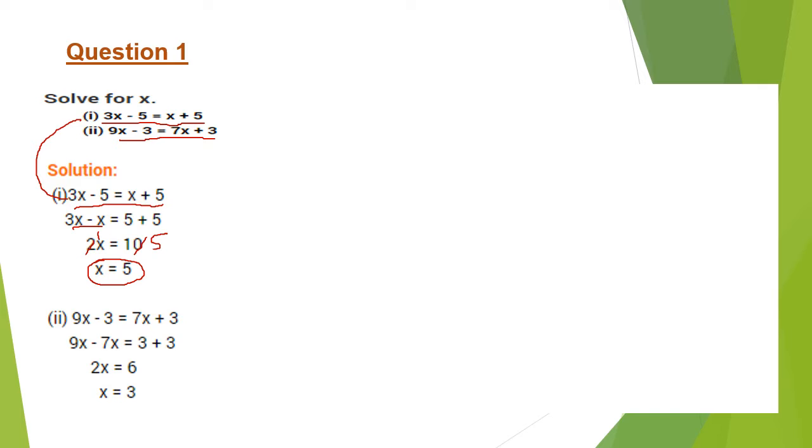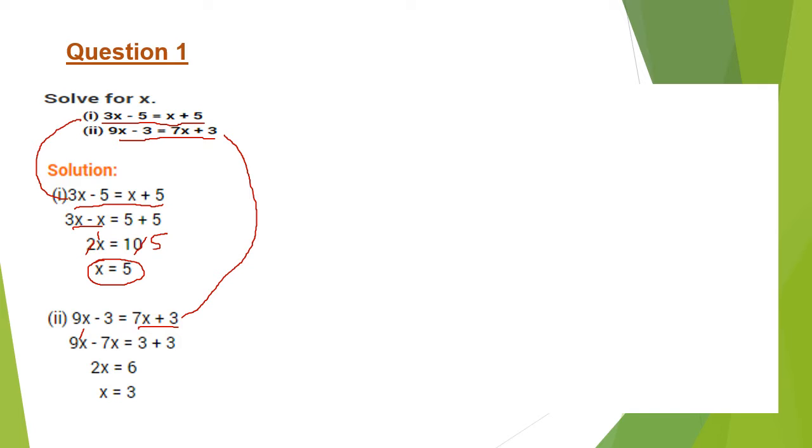Then come to the second equation, children. The second equation is 9x minus 3 is equal to 7x plus 3. Children, bring the variable terms to one side of the equation and the constant terms to the other side of the equation. So write down the 9x as it is. Let us bring this plus 7x to this side. It becomes minus 7x is equal to, if we transfer this minus 3 to this side, it becomes plus 3, then plus 3. 9x minus 7x equals 3 plus 3.